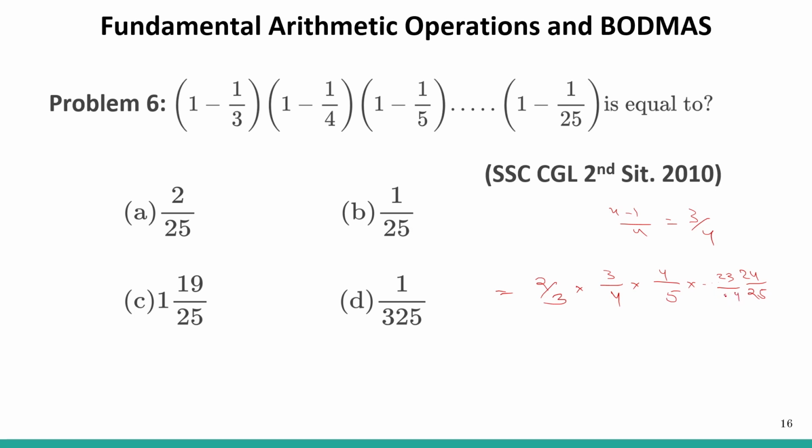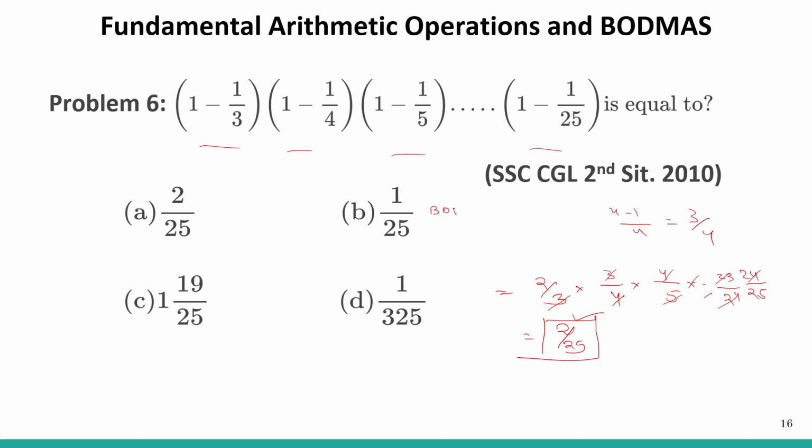As you can see the pattern here, 3 will be cancelled here, 4 will be cancelled here, and 5 will be similarly cancelled, and then 24 will be cancelled. And in such a way, what we will achieve eventually is 2 by 25. So the correct answer will be 2 by 25. It seemed hard, but as you can see, it is actually easy. What we did was we first simplified the innermost terms.